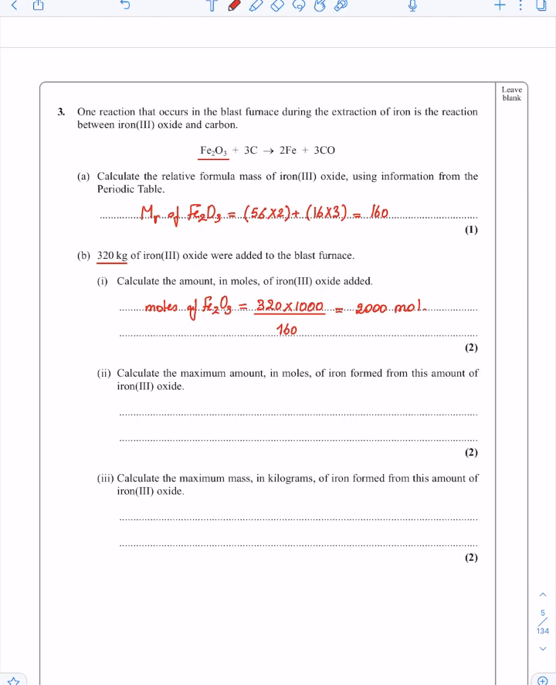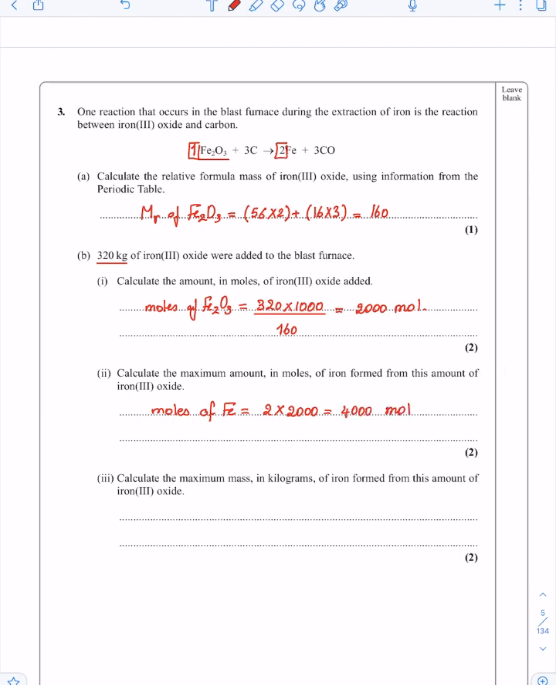Double I. Calculate the maximum amount in moles of iron. What is the ratio between iron 3 oxide from the equation and the iron? The ratio is 1 to 2. So the moles of iron is double the moles of iron 3 oxide that we calculated in I, which is double 2000, equals 4000 mole.